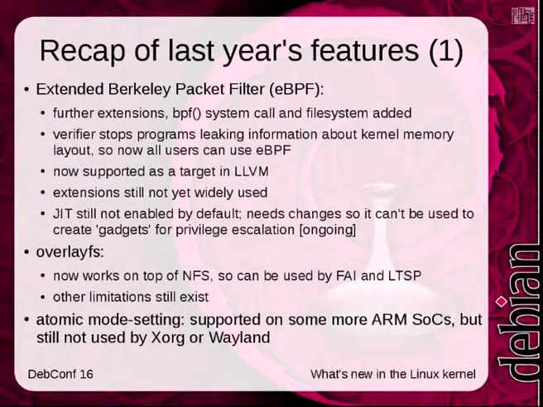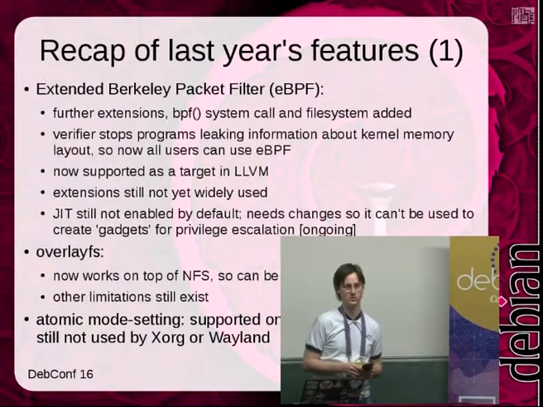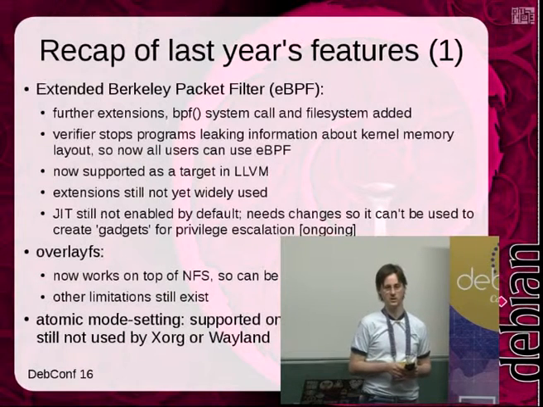So the first thing is the extended Berkeley packet filter, which is used for filtering all kinds of things now: network traffic, performance events, tracing events. So the eBPF virtual machine has been further extended to support some of those uses. We have the BPF system call that lets you create a program before attaching it to any particular kernel object it's going to be used with, so it has an independent existence. And the file system for keeping track of data structures used by those programs.